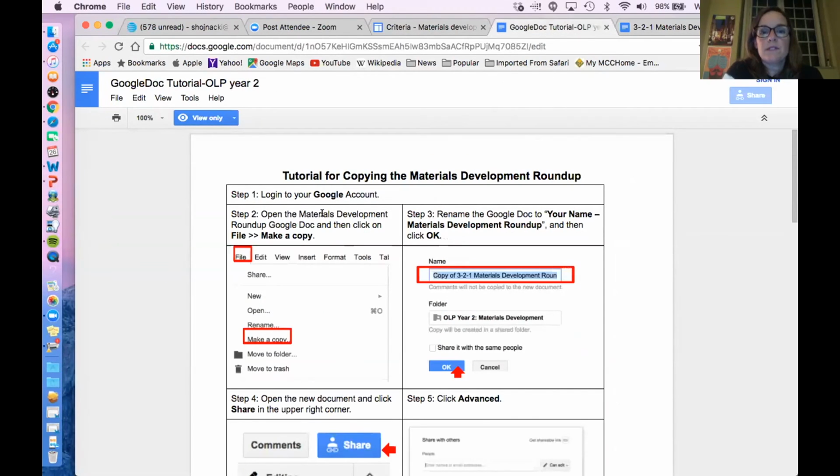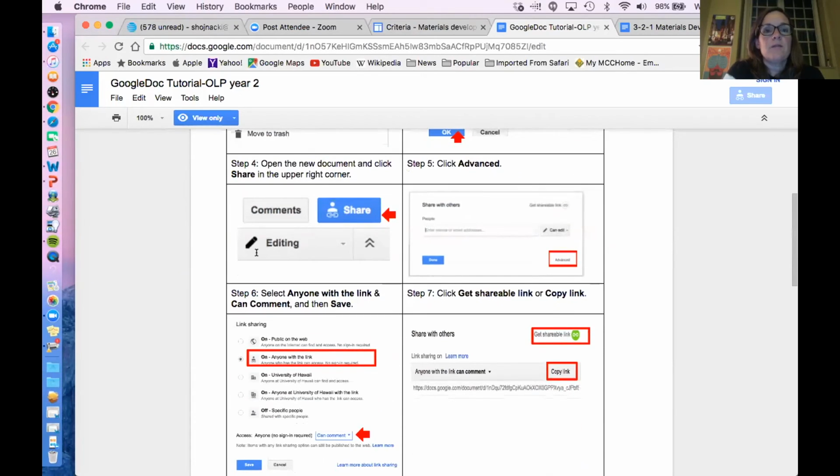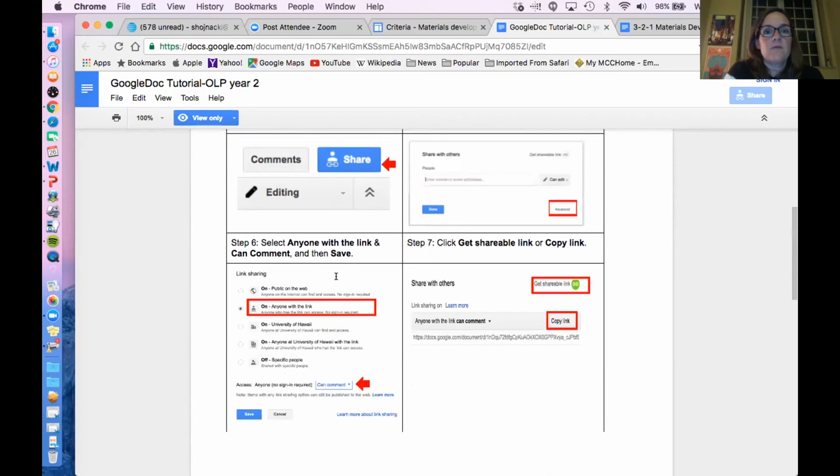So it's very important that you submit this in the correct way by using the tutorial, and it goes through right here. You're going to log into your Google account, open this Materials Development Roundup Google Doc, and then click on File and make a copy. Rename the Google Doc to your name - Materials Roundup Development. Click on OK. Open the new document and click Share in the upper right corner. Then click Advanced. Select anyone with the link, and then down here, Can Comment, and then Save. And then you will get the shareable link, or you can copy the link.